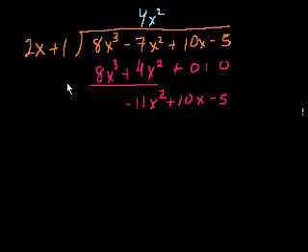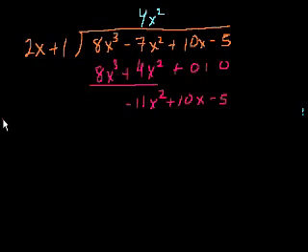Now we just do the same thing over. We just look at the highest order term. How many times does 2x go into negative 11x squared? Let's write it here on the side again. Actually, let me do it here.